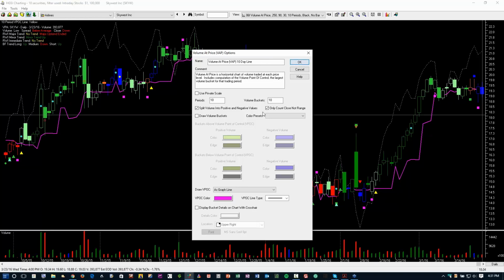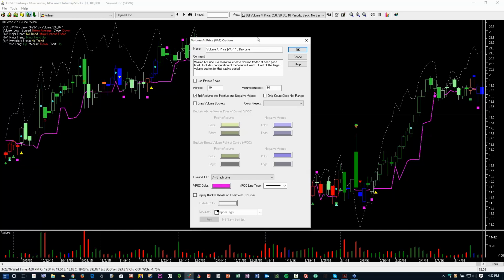So if it crosses multiple buckets without this being checked, they all get the same amount. They all get the same amount, and it's because we have no way of really knowing where the volume went during the day. I mean, there really actually is an answer to that. The volume actually traded in discrete steps during the day, but we don't have the tick data to go with it.